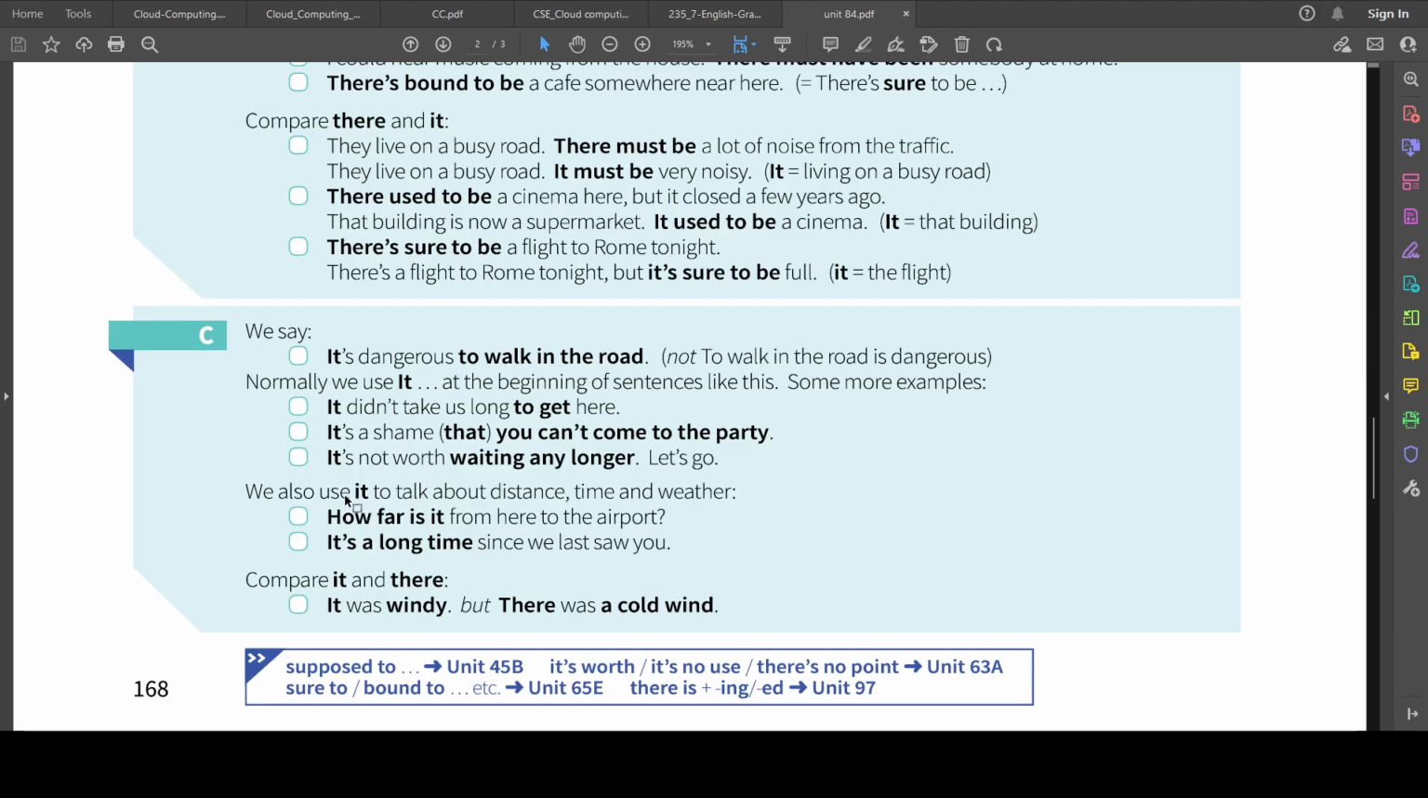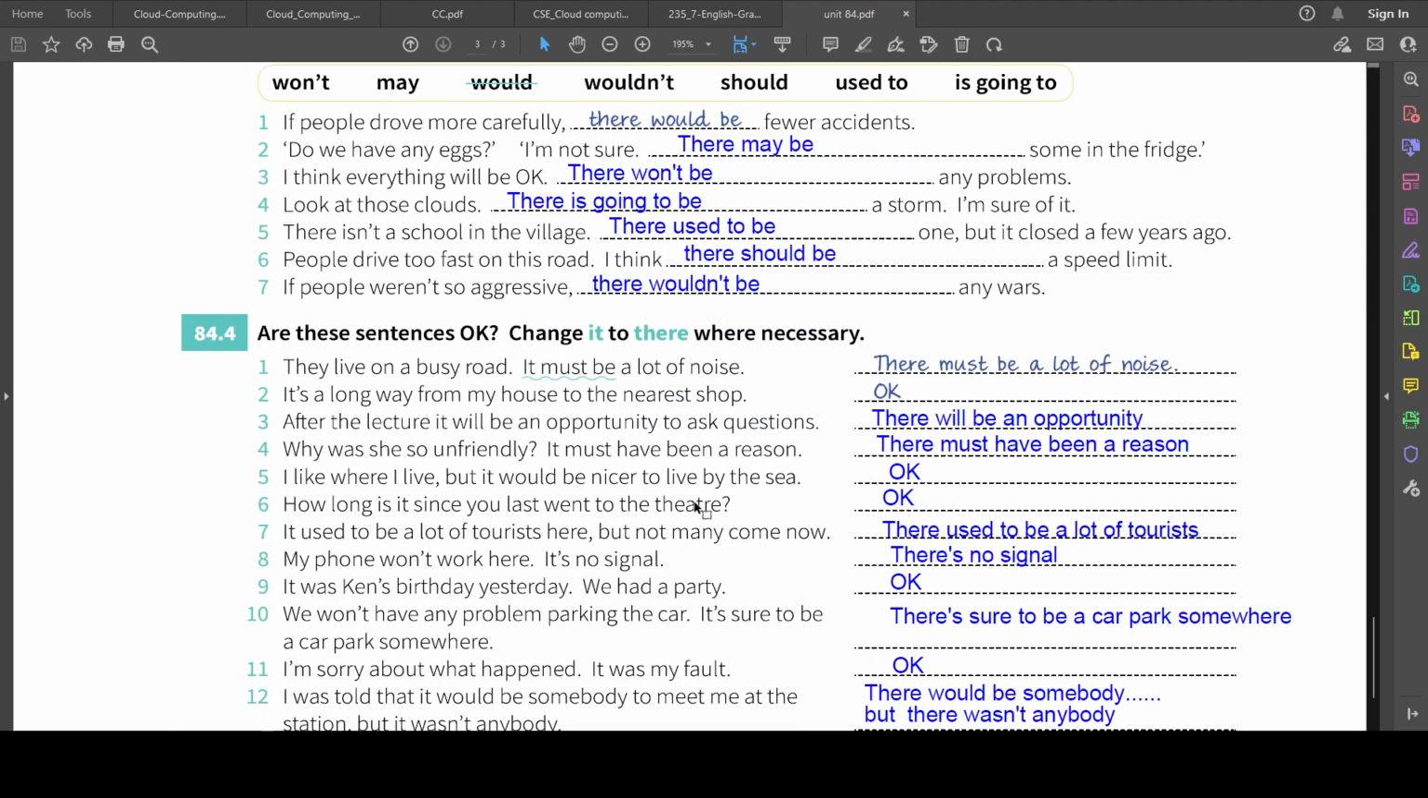Okay, we also use it to talk about distance, time, and weather. So in that example, it's a long way from my house to the nearest shop. We're talking about the distance, so that's why it's okay. The first one we change is there must be, because in the sentence, they live on a busy road, there must be a lot of noise. So we're talking about the existence. That's why we use there.